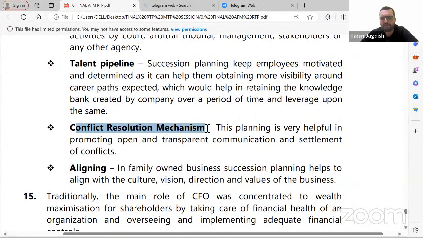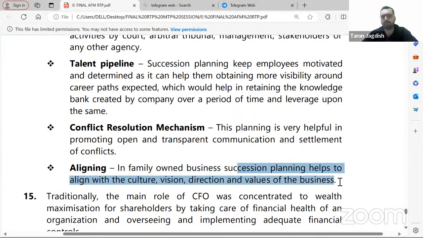Conflict resolution mechanism. If you do planning in advance, when the CEO is leaving, at that point of time, you will not face much of a problem, is what they are trying to tell you. Last one is aligning. In family-owned businesses, succession planning helps to align with the culture, vision, direction, and values of the business.